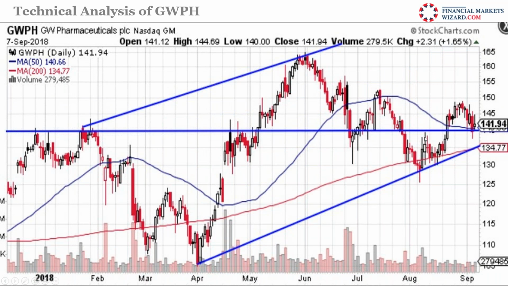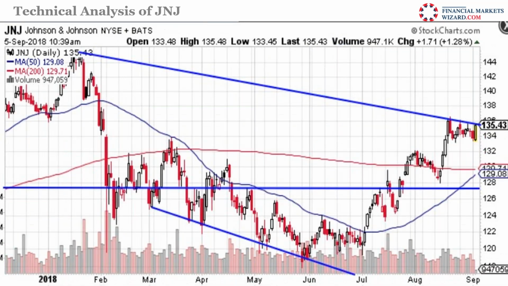GWPH. So it's sitting again at support and at the 50-day moving average. So this is a big resistance. It's sitting at the resistance. This has a resistance here. It needs to break. So I'm not so excited about this, but I'm just watching it.